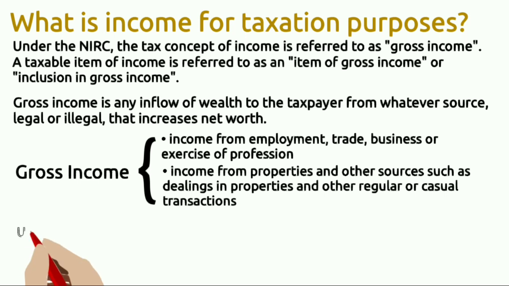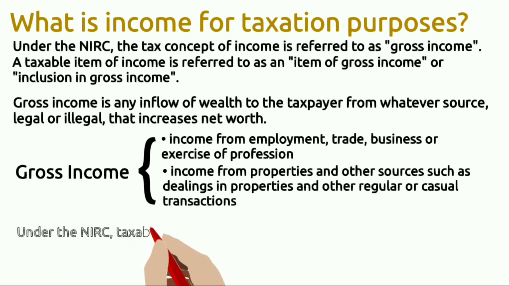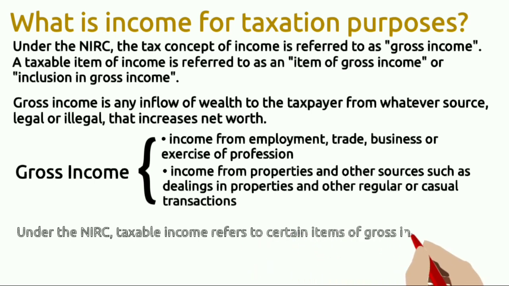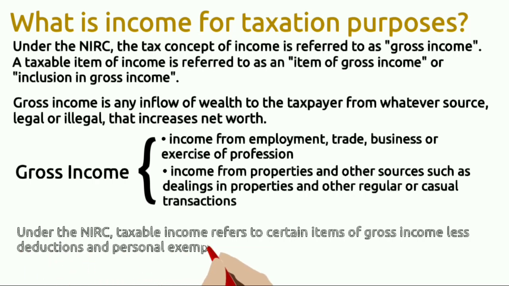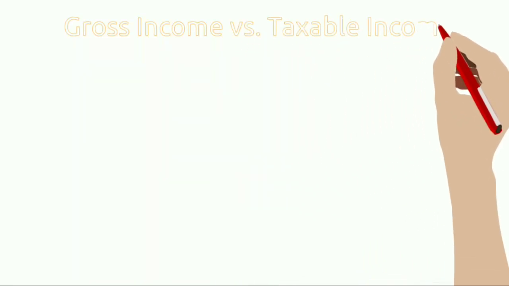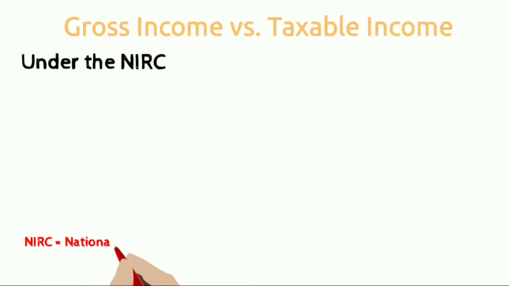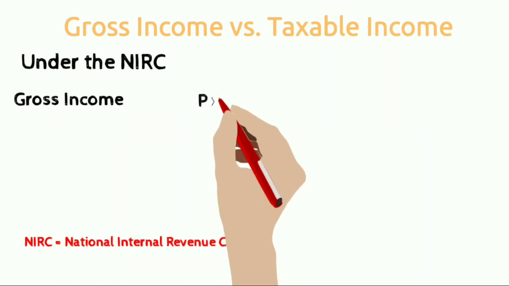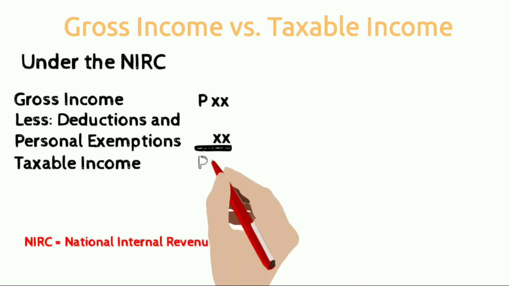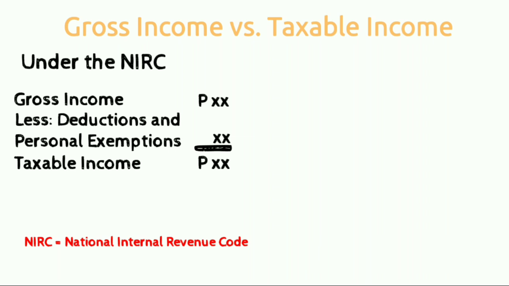What is taxable income? Under the National Internal Revenue Code, taxable income refers to certain items of gross income, less deductions and personal exemptions allowable by law. Pag sinabing less, it means minus. So meaning to say, under the NIRC, gross income minus deductions and personal exemptions ay equal sa taxable income. So kung mapapansin nyo, gross income is broader. Pag sinabing gross kasi, it means wala pang deductions.